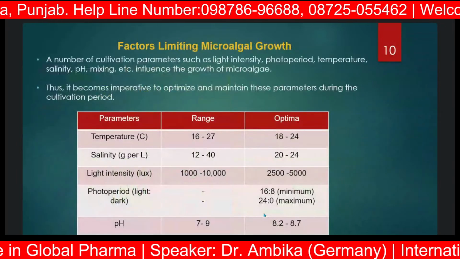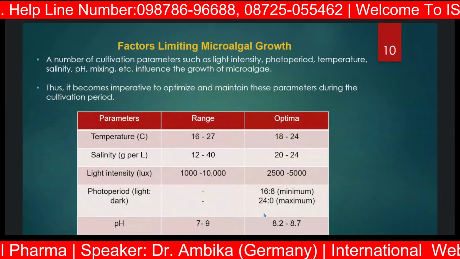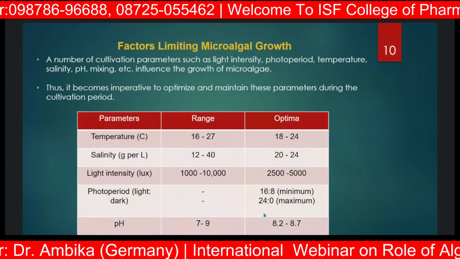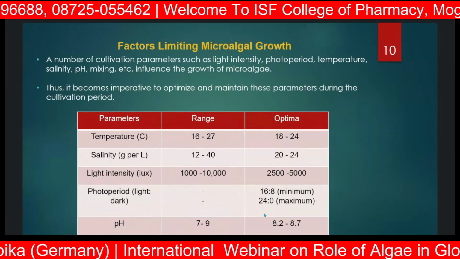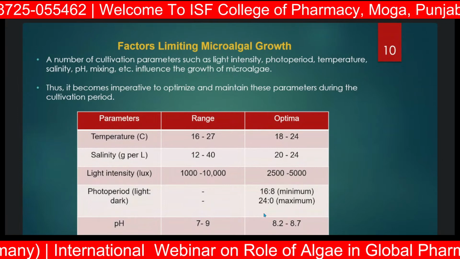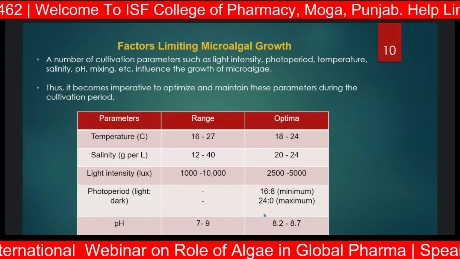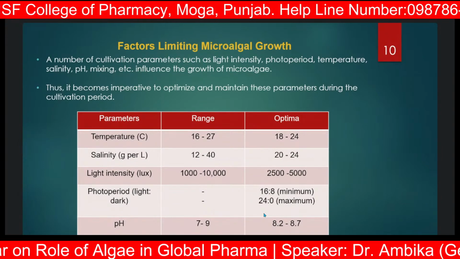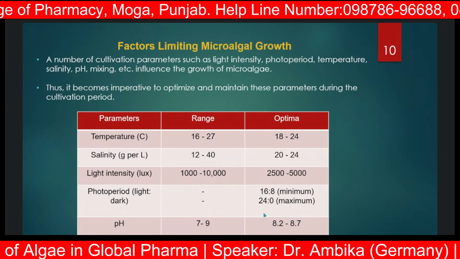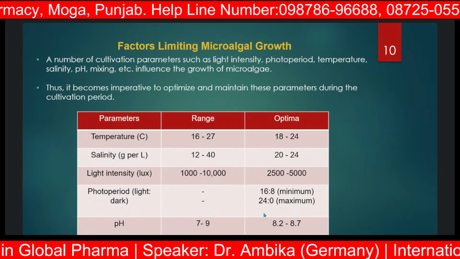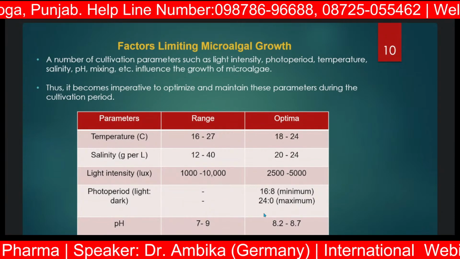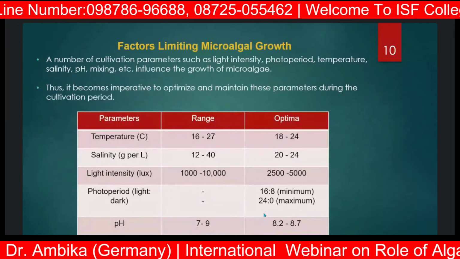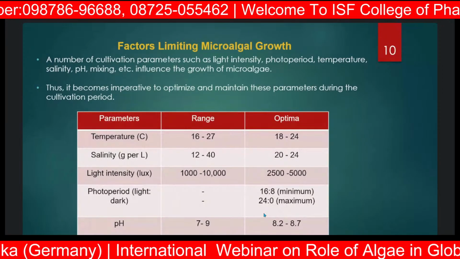So which factors will be limiting for this growth? The main factors will be temperature, salinity, light intensity, photoperiod, and pH. The temperature range will be 16 to 27, and the optimum temperature is 18 to 24. Salinity is 12 to 40, and the optimum is 20 to 24. Light intensity is 10,000 to 10,000 lux and 2,500 to 5,000 lux.